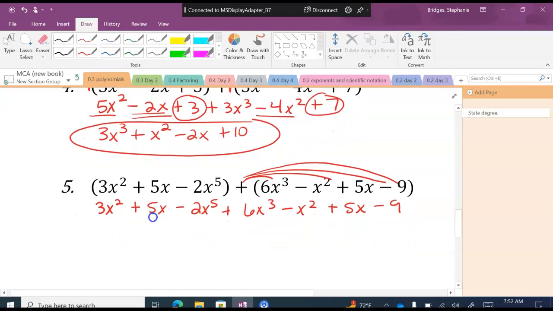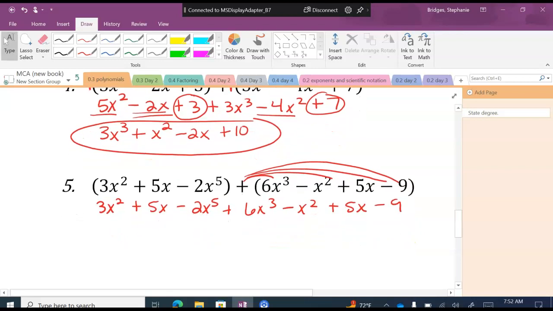All right, and then if I'm looking at what I have, what is my highest degree? The x to the 5th, right? Do I have any other ones to combine with that? All right, so that goes first, negative 2x to the 5th. I don't have an x to the 4th, but I do have an x to the 3rd. I don't have any others to combine with that, so I'm going to bring it down.